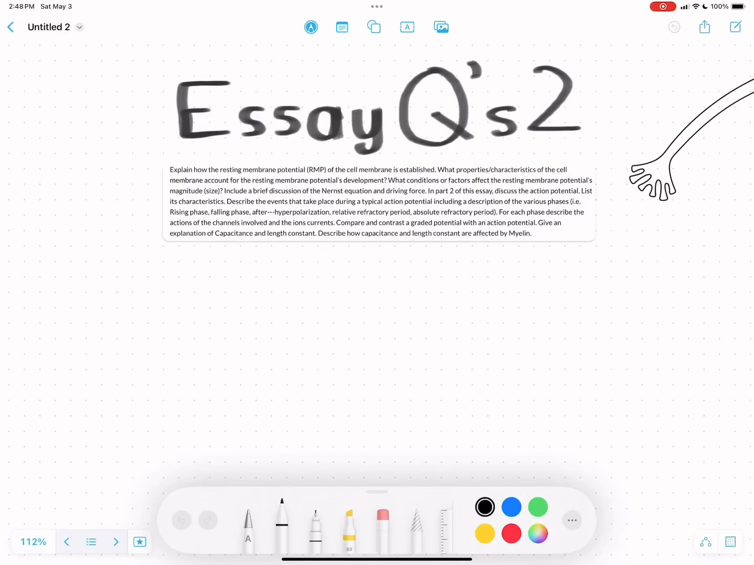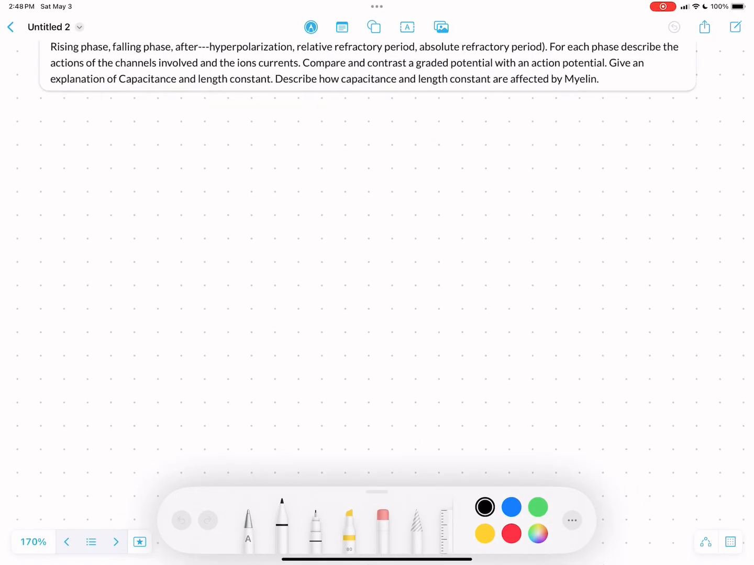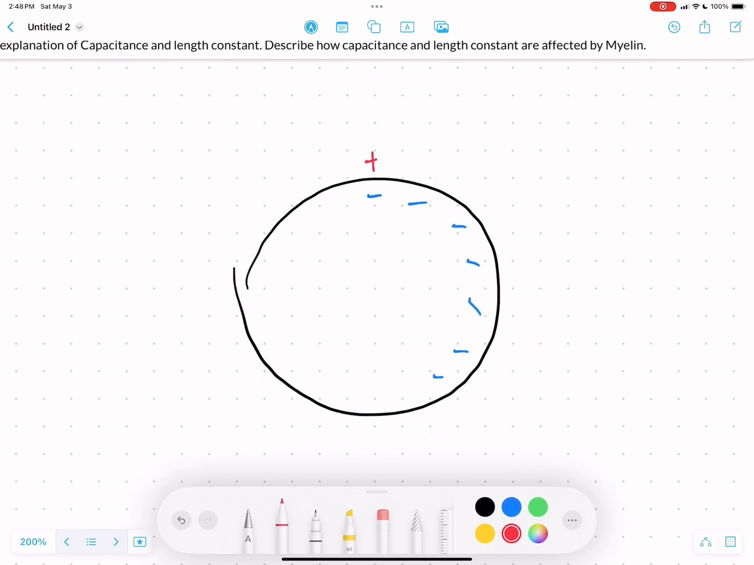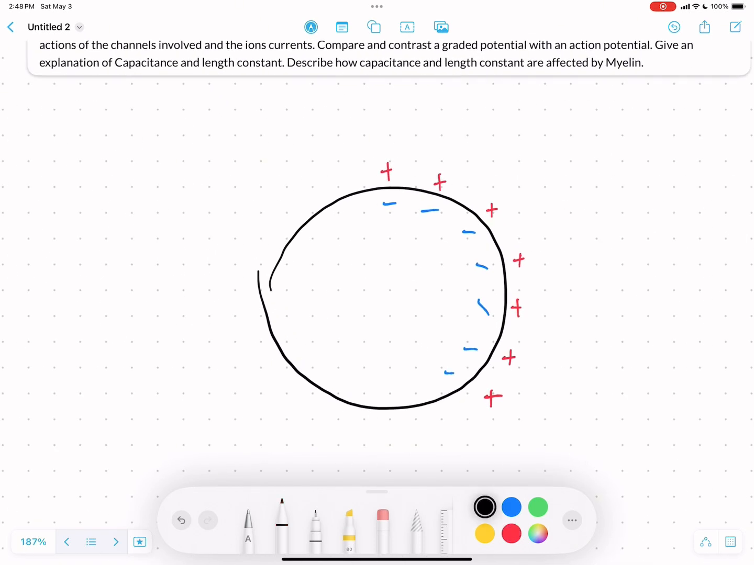Alright, so we're looking at the resting membrane potential of a cell. When we look at a cell, we typically say that cells have a negative charge on the inside. And for every negative charge, there is a positive charge attracted to it on the outside of the cell. How do we get there? How does that even work?